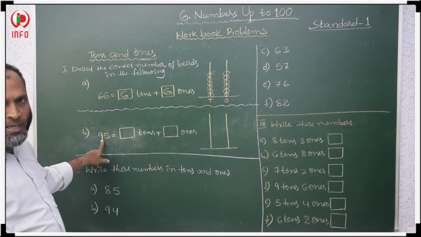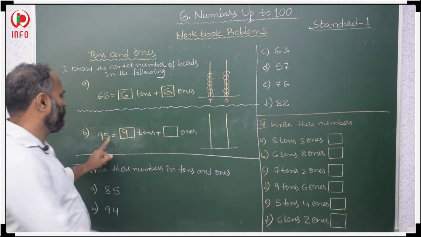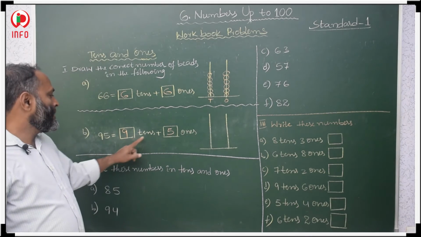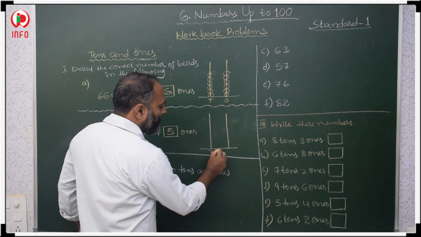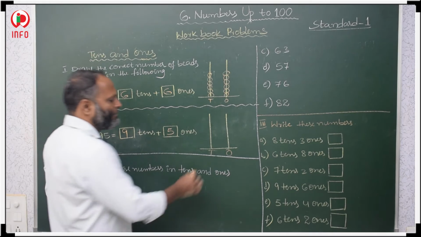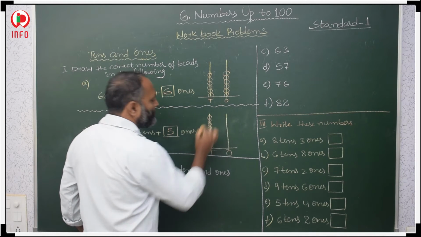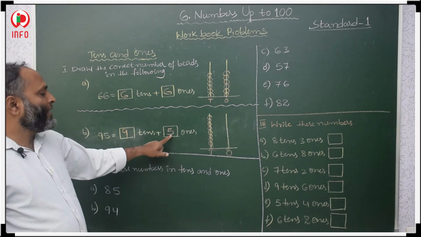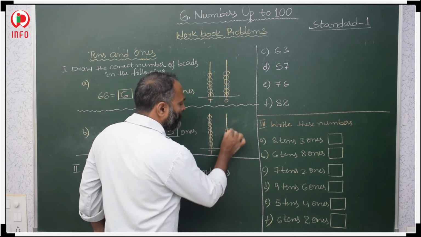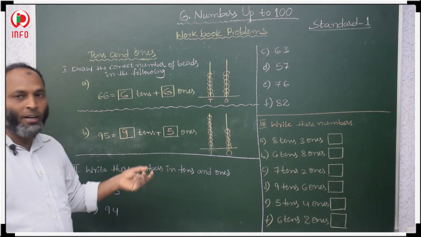Here next 95. 95 means 9 tens, 5 ones. This is our tens and this is our ones. In tens, we have to draw 9 bits. 1, 2, 3, 4, 5, 6, 7, 8, 9. In ones, 5 bits we have to draw. 1, 2, 3, 4, 5. Okay. So in this way we have to draw according to the given number.